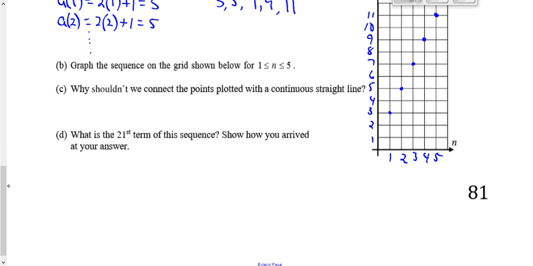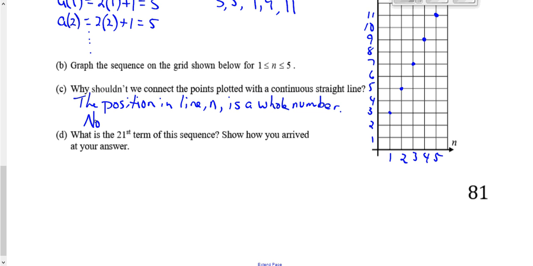So we'd say the position in line n is a whole number. So it is not continuous. You get what I mean? When you draw a line, it means continuous. It goes from 1 to 1.001, 1.002, right? So it is not continuous.